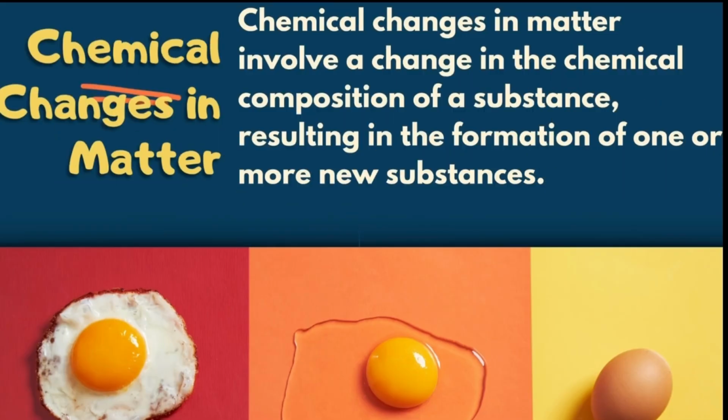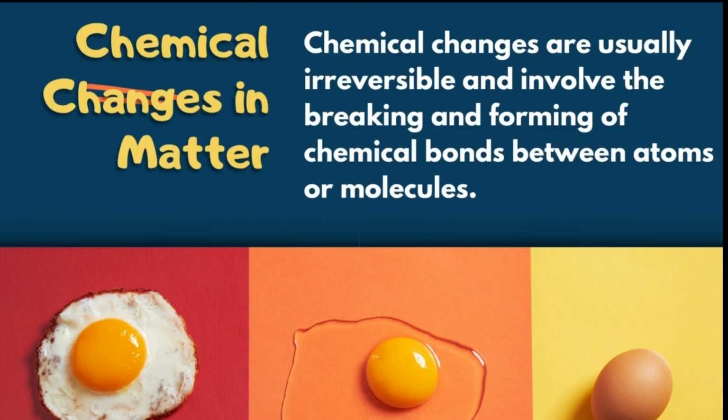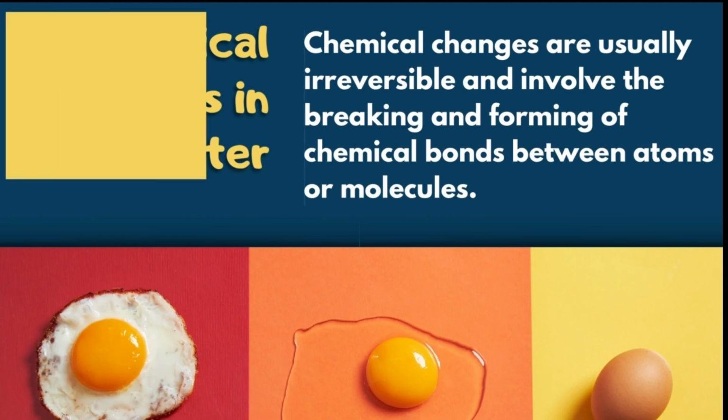Chemical changes in matter. Chemical changes in matter involve a change in the chemical composition of a substance, resulting in the formation of one or more new substances. Chemical changes are usually irreversible and involve the breaking and forming of chemical bonds between atoms or molecules.